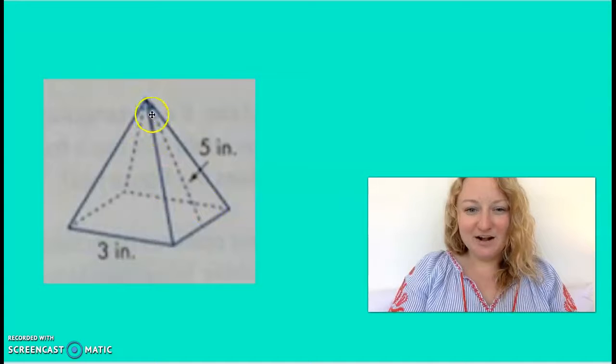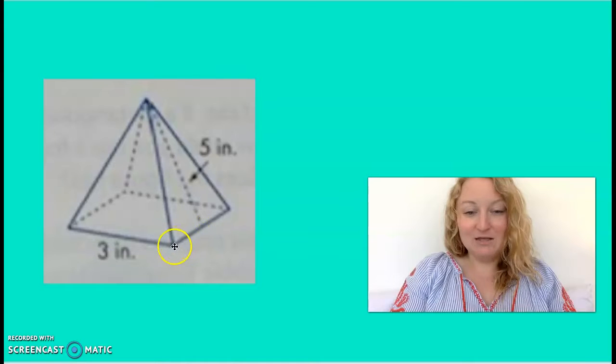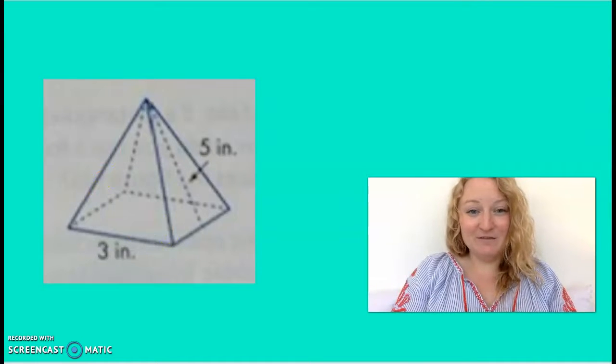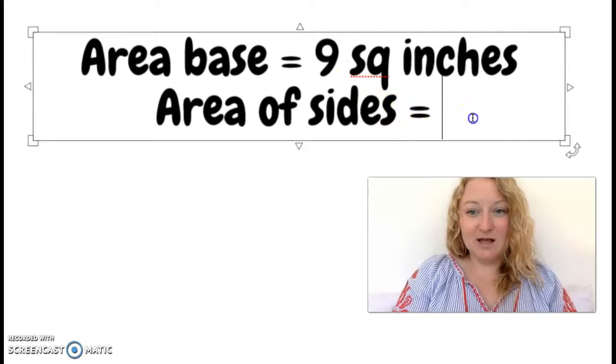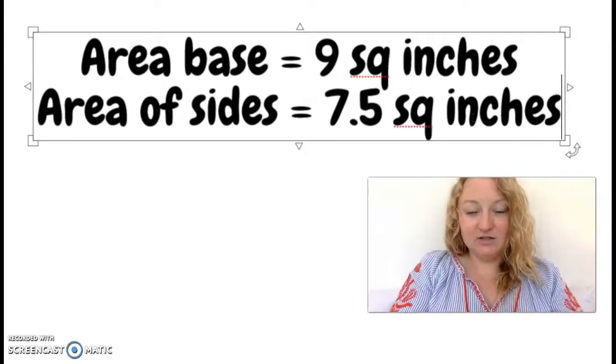Okay, now I need to find the area of my sides, which are triangles. Okay, so think back. How do I find the area of a triangle? Remember, it's base times height divided by 2. So my base is 3. My height is 5. So base times height, 5 times 3 is 15, and then divided by 2, which would be 7.5. Okay, so the area of one side is 7.5 square inches.